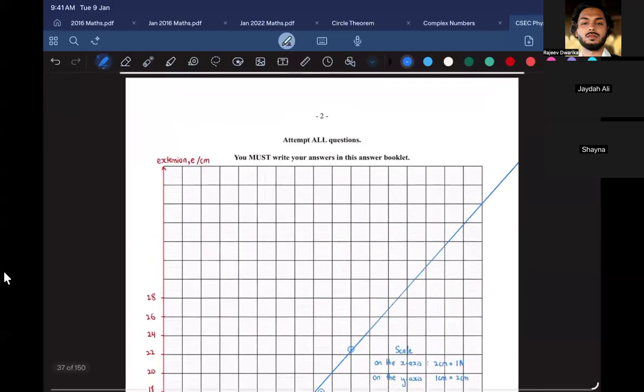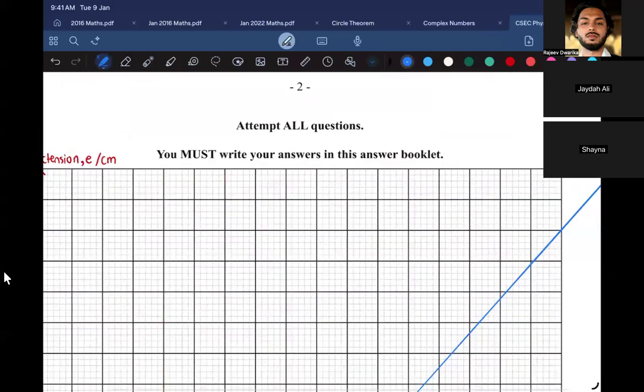Now we need to put a title for your graph. The title is really simple. You would just say graph of extension E, in centimeters, versus what? What do you think? Versus force, in newtons. Right, proper data. Are you okay with that? Yes. Great.